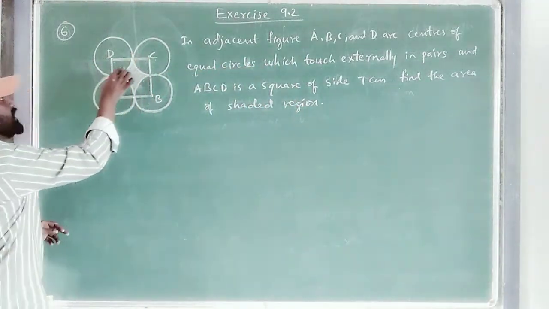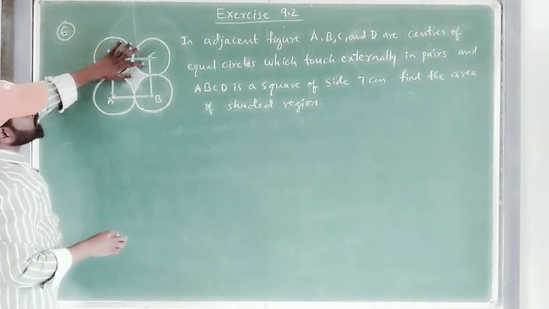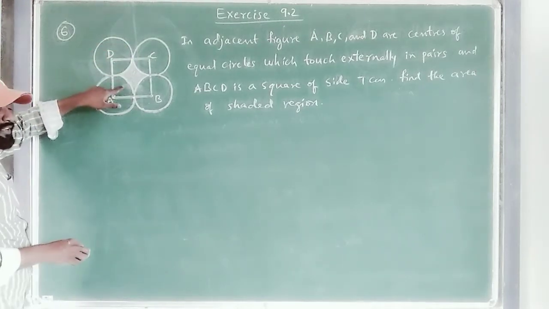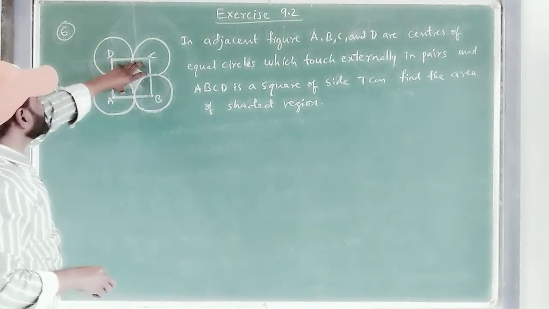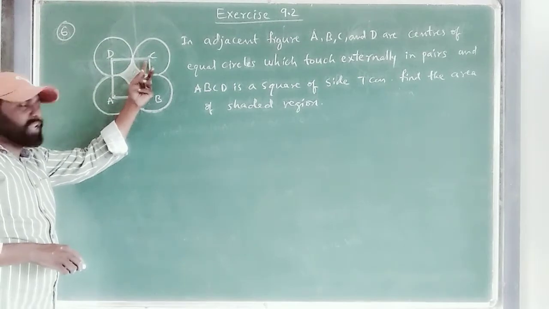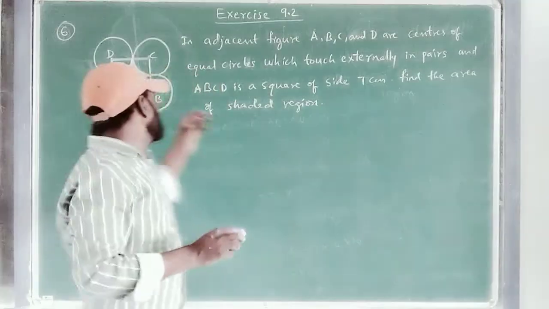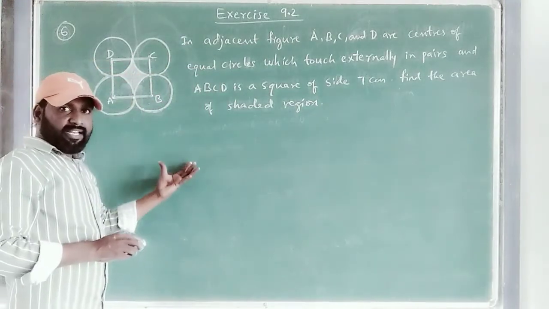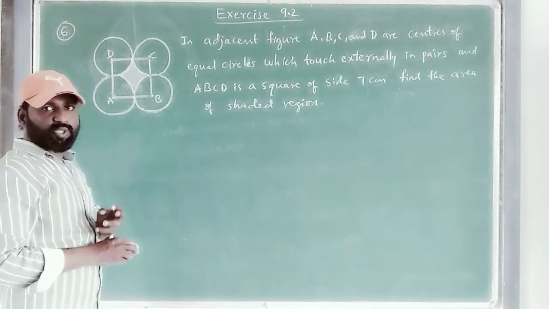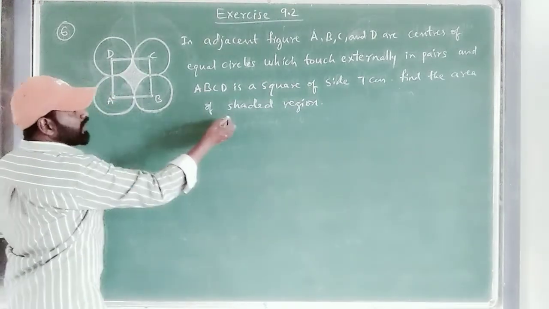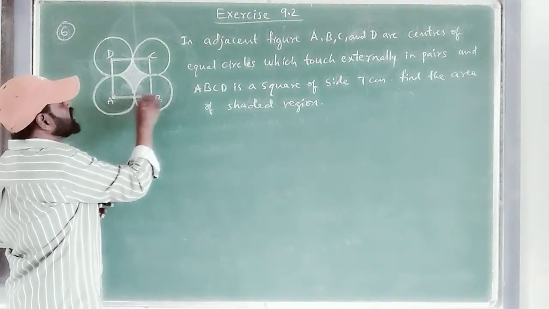What are the circular regions in the square? How much part of the circle is covered? This portion looks like a sector, right? This is also a sector, this is also a sector, this is also a sector. Like that, four sectors are there. These four sectors belong to the square, and the shaded region also belongs to the square. So to find the area of the shaded region, we have to find the area of the sectors and the area of the square.